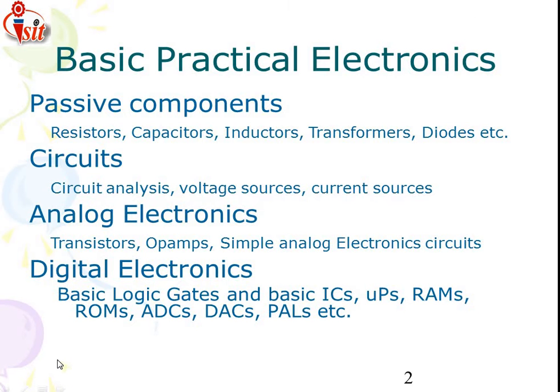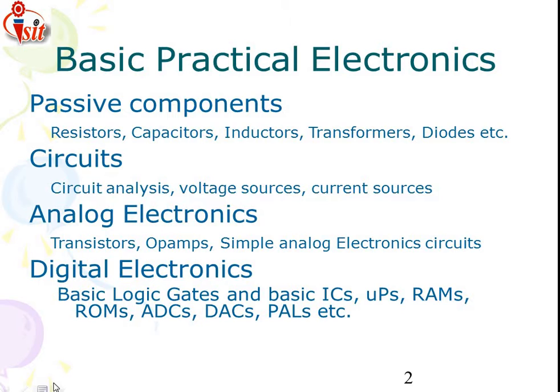Basic practical electronics. The passive components involved in analog circuits are resistors, capacitors, inductors, transformers, diodes, etc. These are the basic passive components, like elements in the circuit. In circuit analysis, voltage sources and current sources are the factors involved in basic practical electronics.